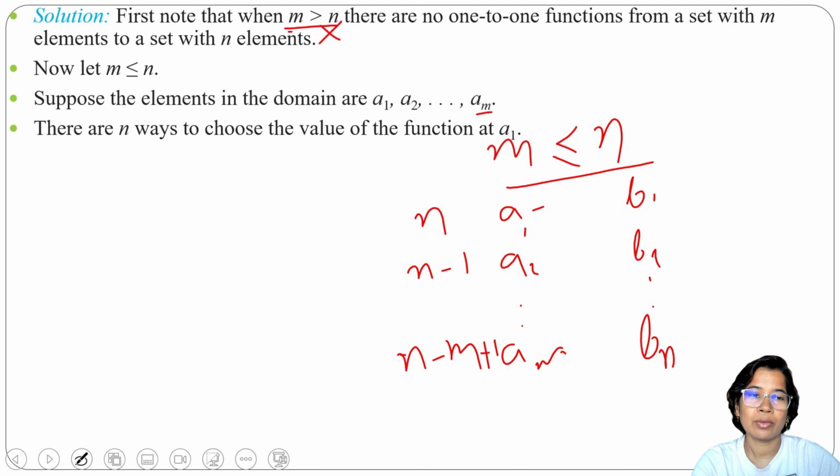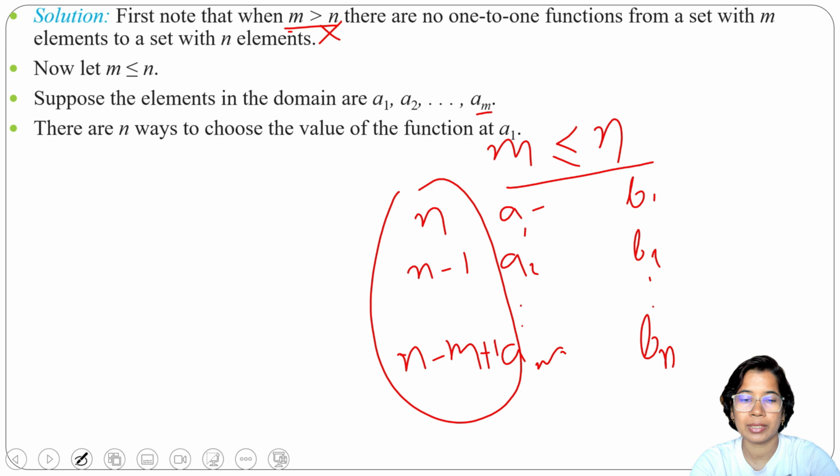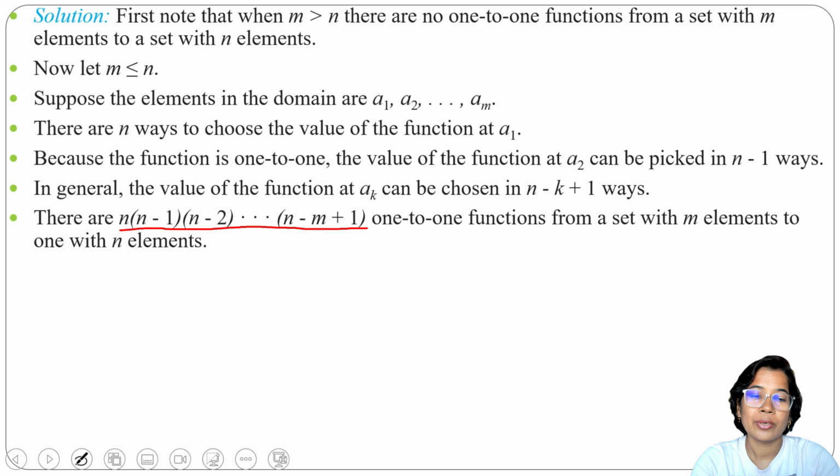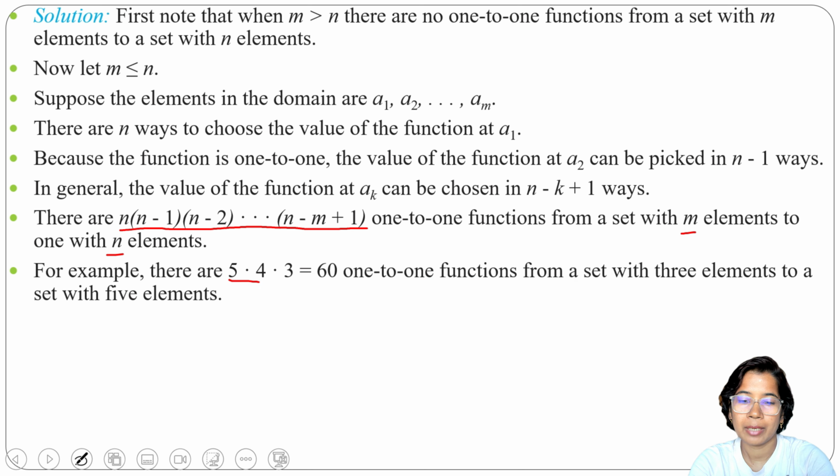The total number of one-to-one functions possible from a set having m elements to a set with n elements will be the multiplication of all these. So n multiplied by n minus 1 till n minus m plus 1. So there are n multiplied by n minus 1 multiplied by n minus 2 till n minus m plus 1 one-to-one functions from a set with m elements to a set with n elements. So for example, 5 multiplied by 4 multiplied by 3 gives 60 one-to-one functions from a set with 3 elements to a set with 5 elements.